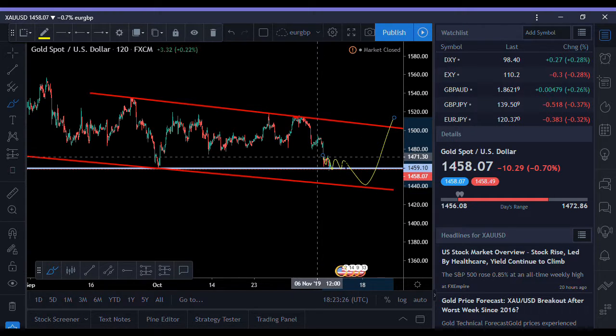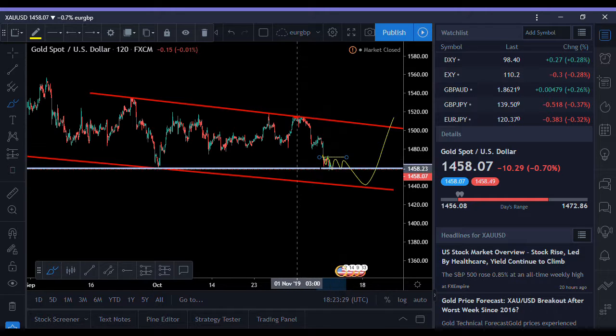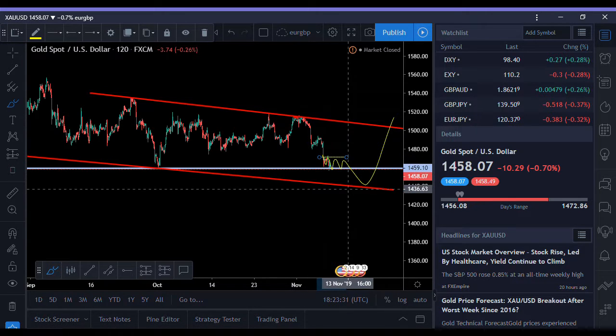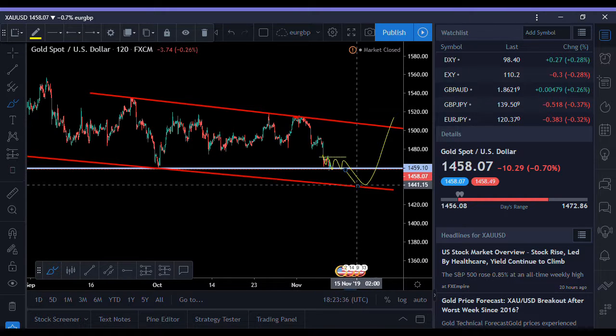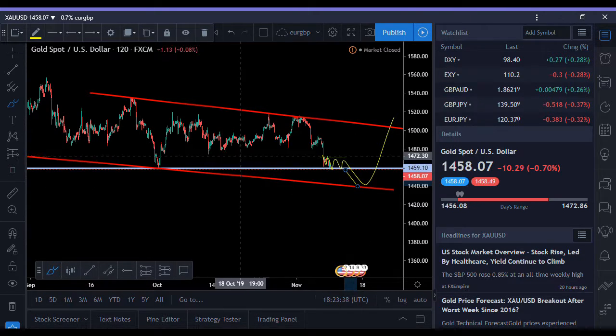So I'm still waiting for consolidation when the market opens. So one more movement, then we can actually go to the downside. So it's only just a few pips that are left from here coming to the downside. Then from there we can actually move to the upside.